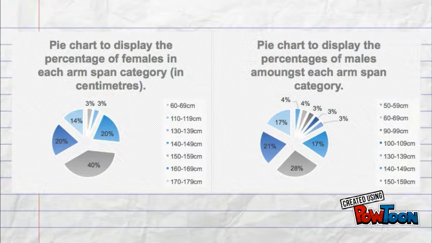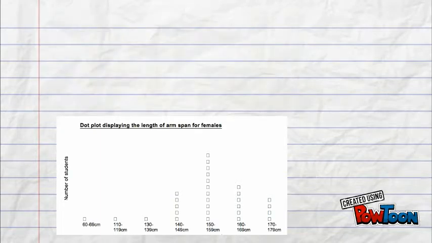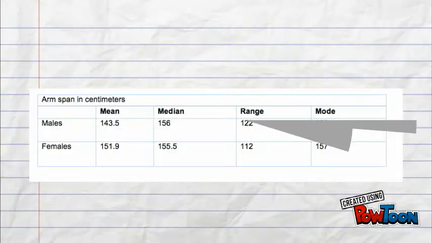I then decided to create pie charts. However, as they work on 100%, I had to create them separately for the males and females, and therefore this graph isn't the most accurate representation between the comparisons of both males and females. From here, I then decided to create dot plots displaying the length of arm span for both females and males. As you can see throughout both of these graphs, it's obvious that most students fell between 150 to 159 centimetres.